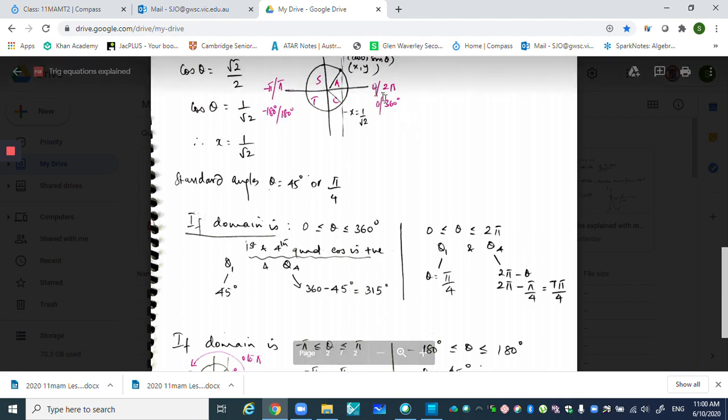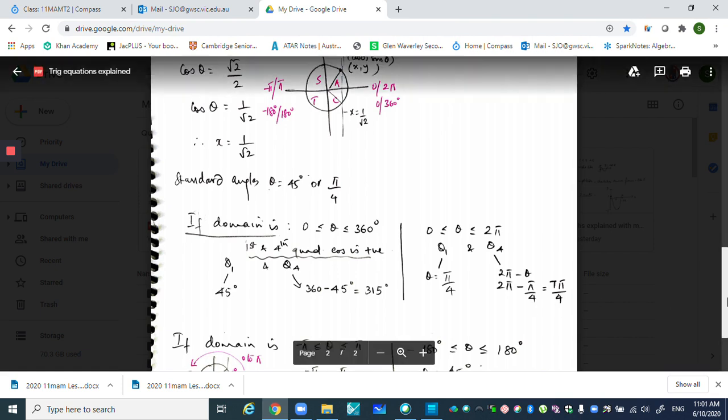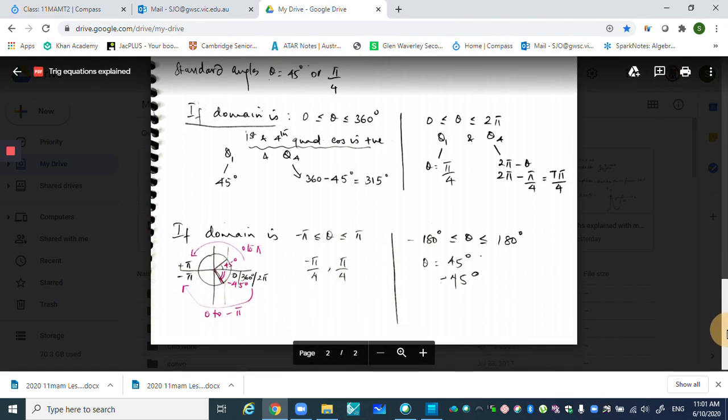And because we are moving in the anti-clockwise direction, in the first quadrant it's just theta, which is 45 degrees. And in the fourth quadrant, it's 2 pi minus theta, or 360 minus 45, which is 315 degrees. And so in terms of radians, theta is pi over 4, and in the fourth quadrant, it's 2 pi minus pi over 4, which is 7 pi over 4. So now let's change the domain to minus pi and pi, minus 180 and 180.